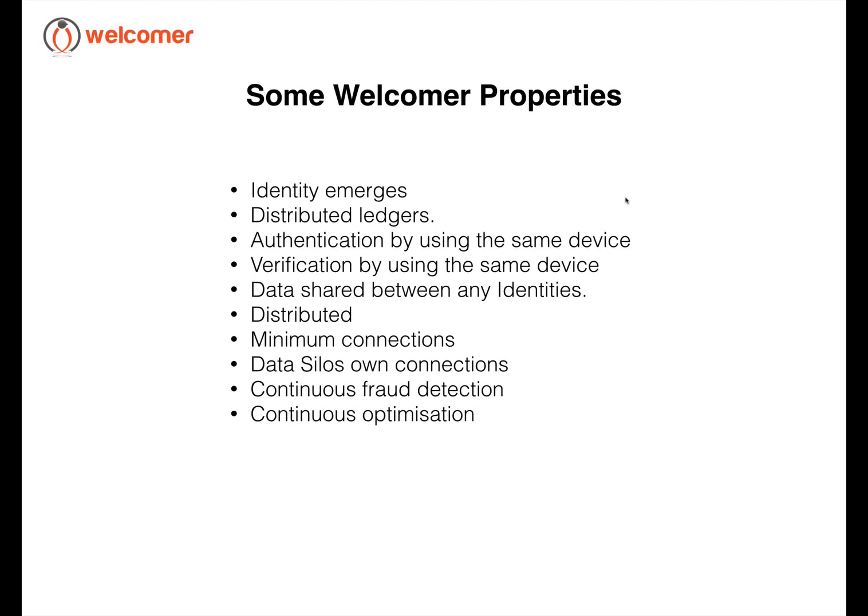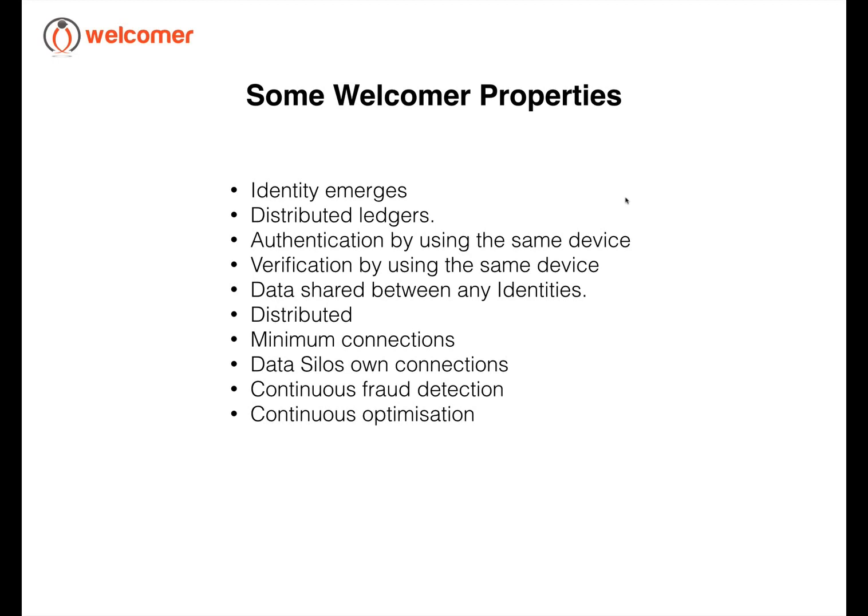Deploying Welcomer means that identity for electronic objects emerges through communication activity. It gives private distributed ledgers. It enables simple and easy browsing of the internet. It provides authentication and verification by accessing past history of activities. It means data can be shared between any identities, including non-human, such as companies, houses, and fridges.